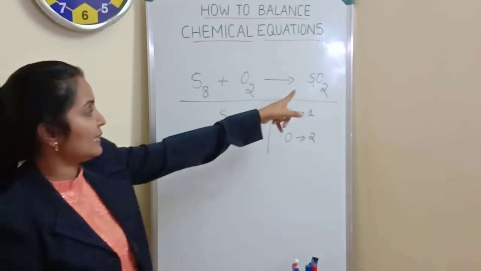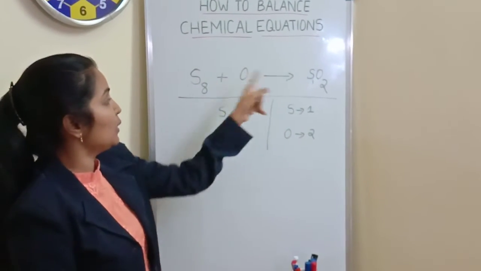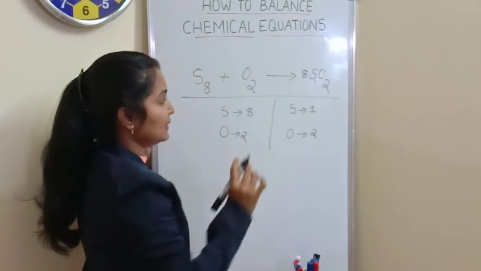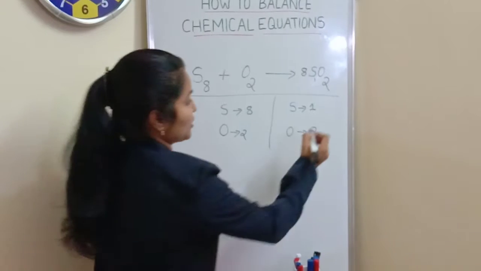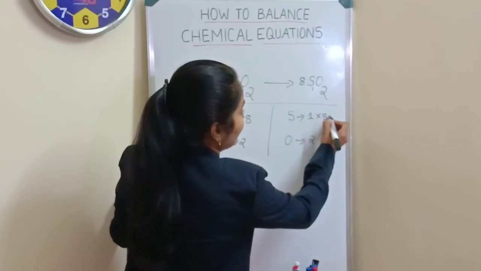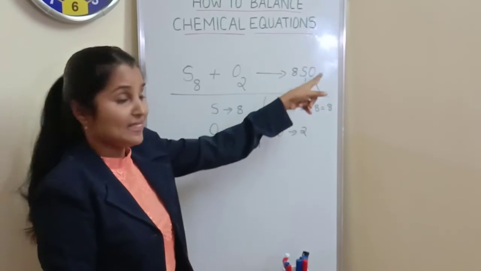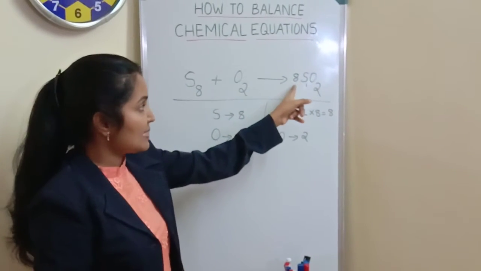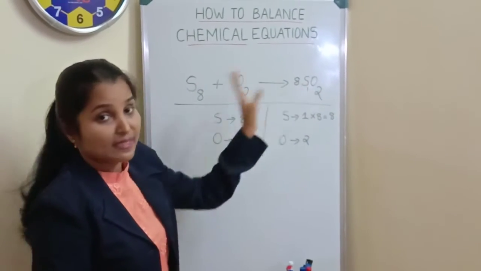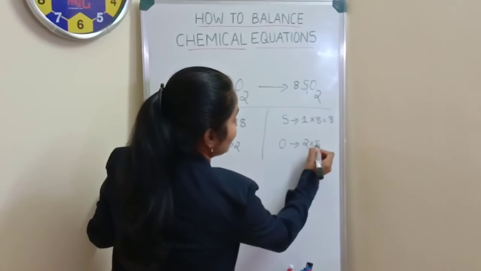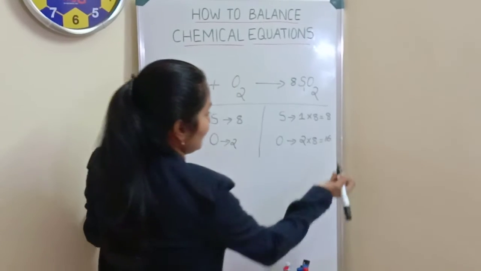Now we should make this sulfur equal in number. So I will add 8 here in order to make it 8 sulfur atoms. So 1 into 8, it becomes 8. Since it is a common entity, the product, this 8 is common for oxygen and sulfur. So the value of oxygen changes. 2 into 8, it becomes 16.